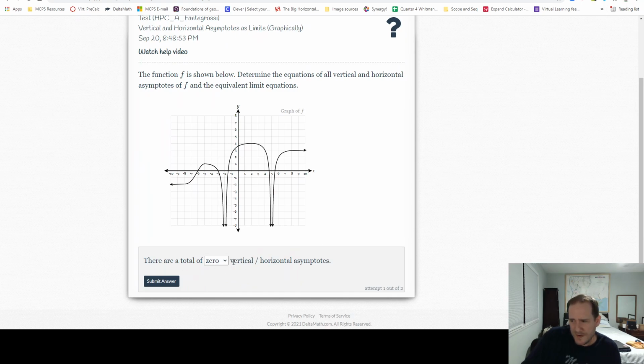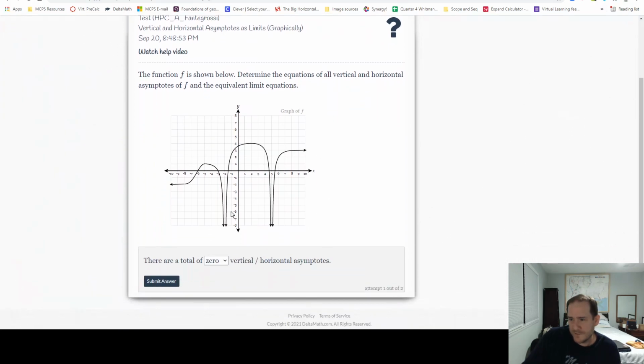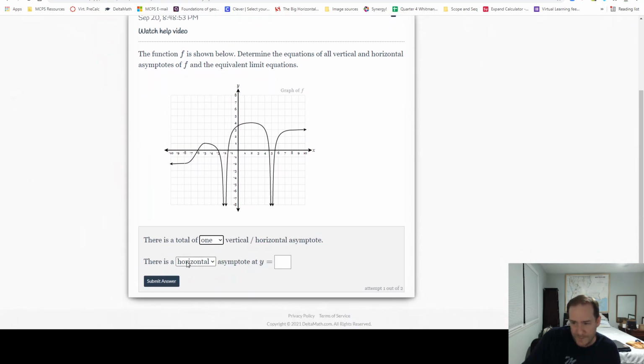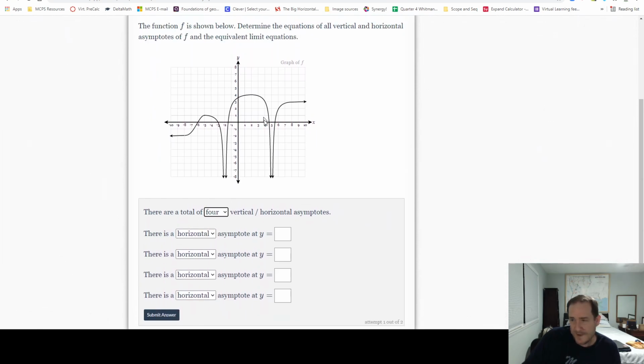The way this runs, I think it's self-explanatory, and I think it's really well designed as well. Wish I thought of it. But it says there are a total of 0 vertical or horizontal asymptotes. Well, I see 2 verticals, and I believe they're trying to have these end behaviors treated as asymptotes as well. So there's a total of 1, 2, 3, 4. When I set this to 1, it prompts me to tell them about the one asymptote that I see. If I set this to 4, it prompts me to talk about all of them. And I'd like to think I can do these in any order. I'm sure it's programmed intelligently.